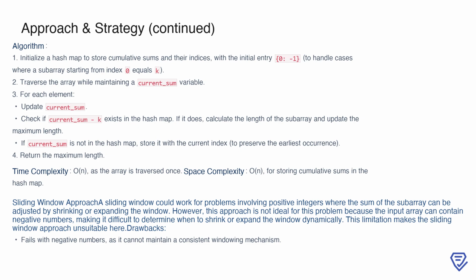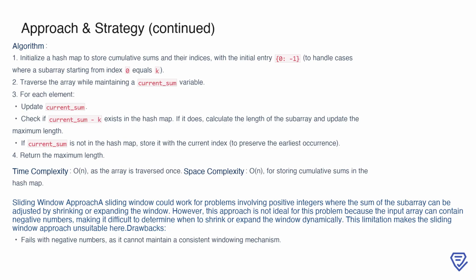Now, let's break down the optimized approach using a hash map. This solution leverages the concept of cumulative sums to streamline the process. First, we initialize a hash map that stores cumulative sums and their corresponding indices. We also add an initial entry of 0, -1, to handle cases where a subarray starting at index 0 equals k. As we traverse the array, we maintain a cumulative sum variable, updating it with each element.